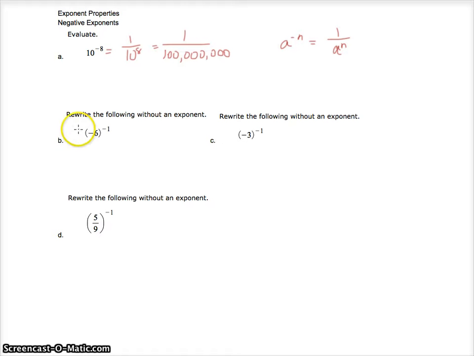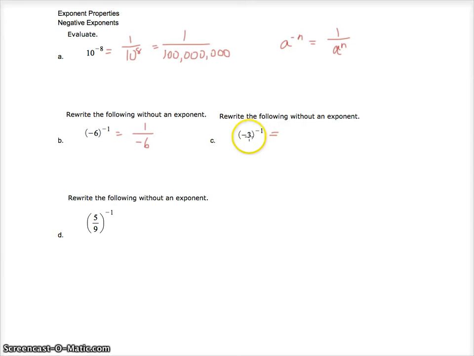Similarly, in part B, it says rewrite the following without an exponent. So I want this negative 1 to go away. Since any a to the negative n is 1 over a to the n, I'm going to rewrite this as 1 over negative 6. And up here there'll be a positive 1, but that goes away. So the only thing that changes when I rewrite this is the negative power. The negative base stays.